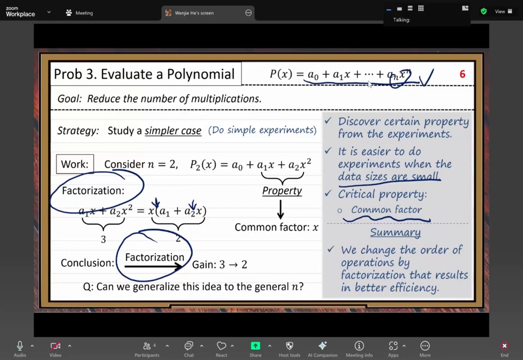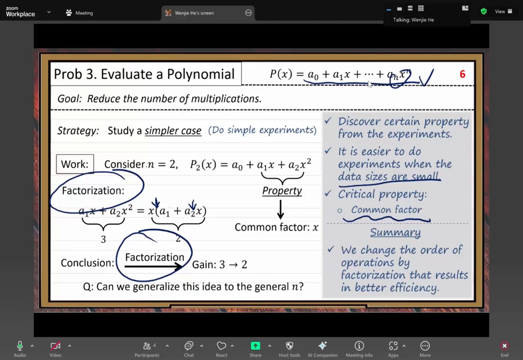factorization. Common factor property. Yeah, let's say common factor property. We noticed common factor property can help us reduce the number of multiplications. How do we take advantage of this common factor property? We apply the factorization technique. Factorization technique here, right?